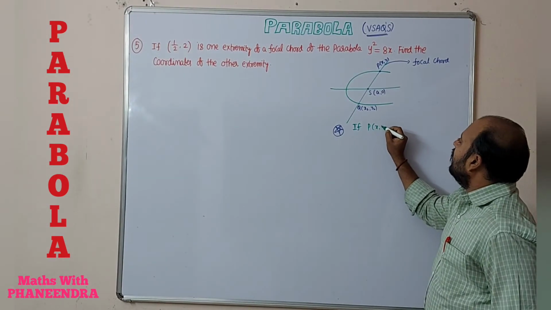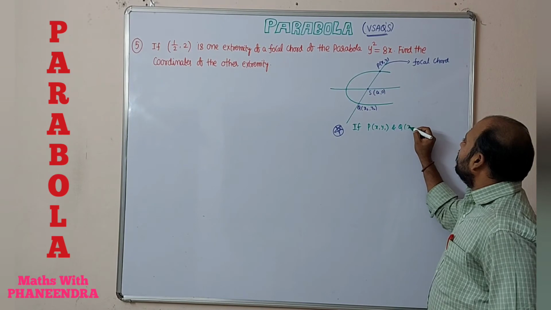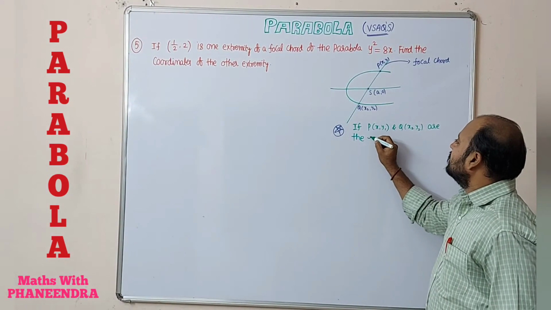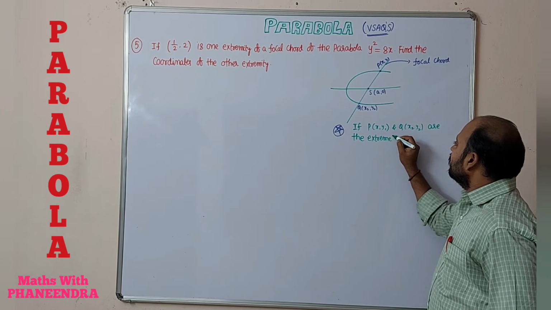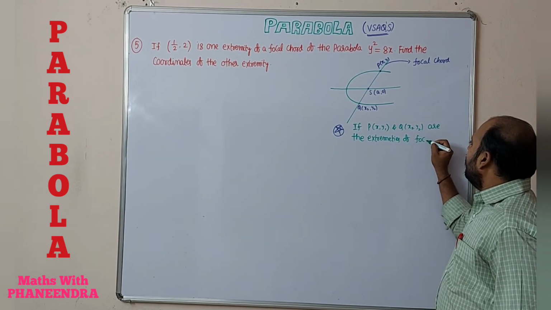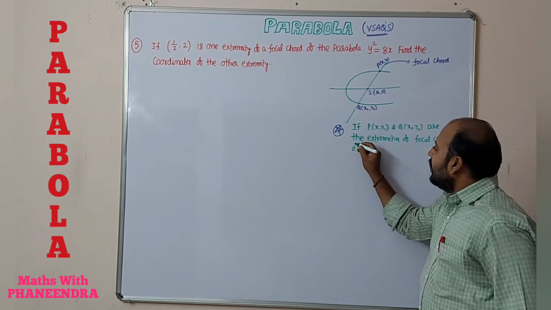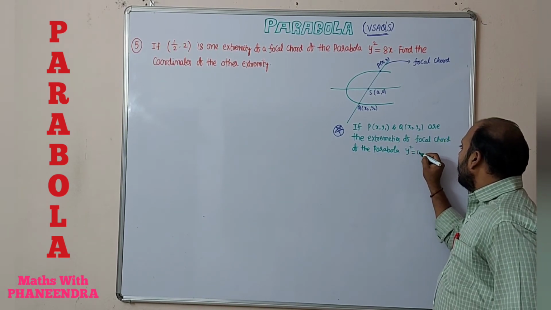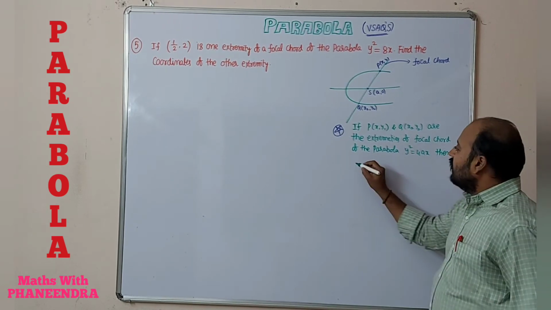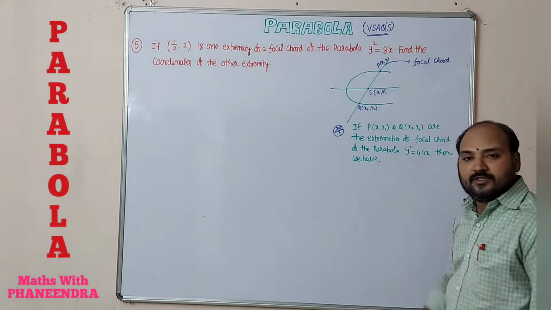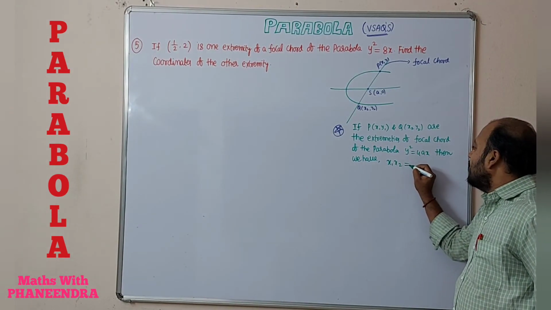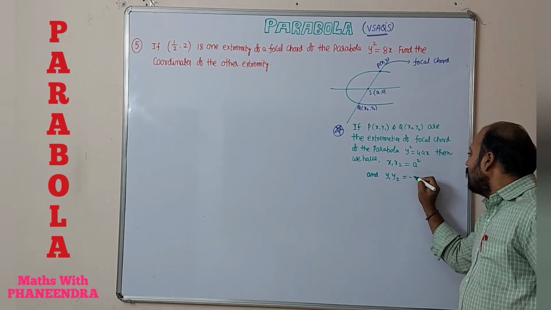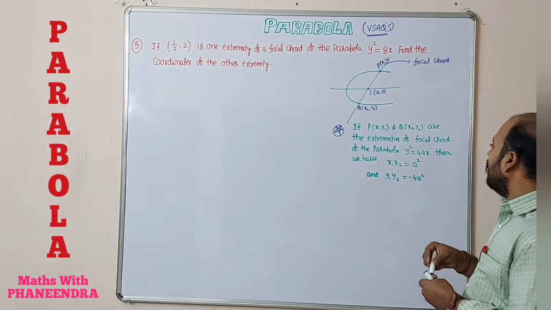If P(x1, y1) and Q(x2, y2) are the ends or extremities of a focal chord of the parabola y square equals 4ax, then we have two important results, dear students. x1 x2 is equal to a square and y1 y2 is equal to minus 4a square, which are very important results.